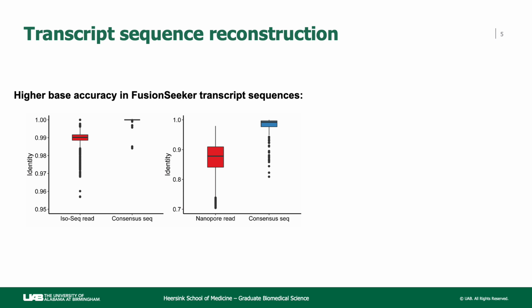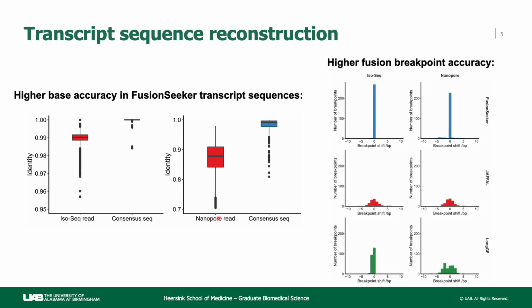And on the simulated dataset, we can further benchmark the accuracy of the transcript sequences. So in both ISOSeq on the left side and also in the nanopore dataset on the right side here, we do see a higher identity compared to the ground truth transcript sequences for the FusionSeeker consensus sequence, significantly higher than the raw reads, either the ISOSeq reads or the nanopore reads. And since we have these more accurate transcript sequences, the breakpoint locations we inferred from these sequences are much more accurate than what we can get from the raw reads.